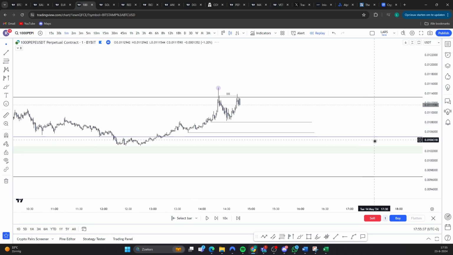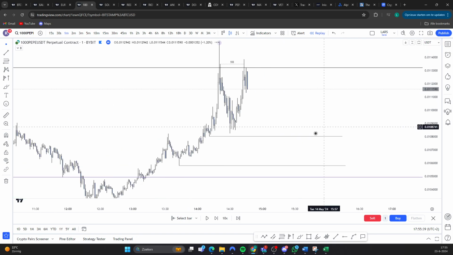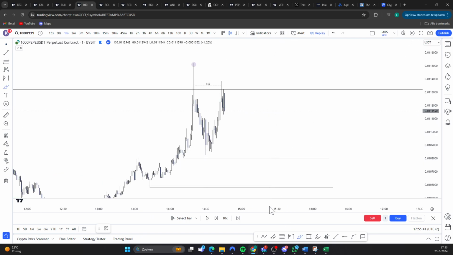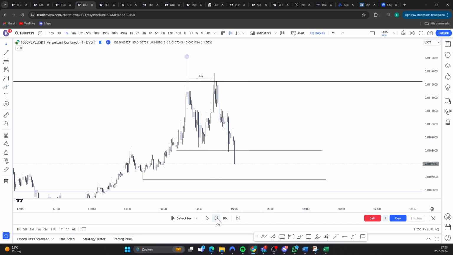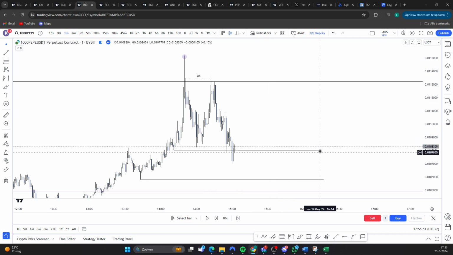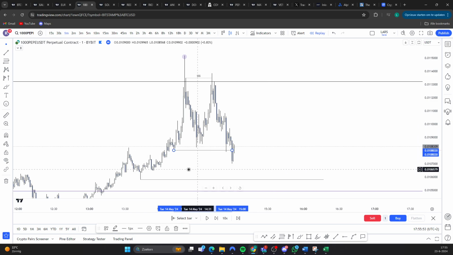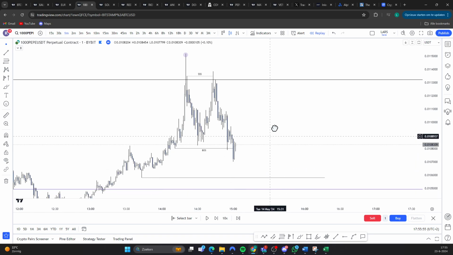But there's no structure between this low and that high to confirm an entry. But you do start breaking the low. So it does show that local market maker involvement.